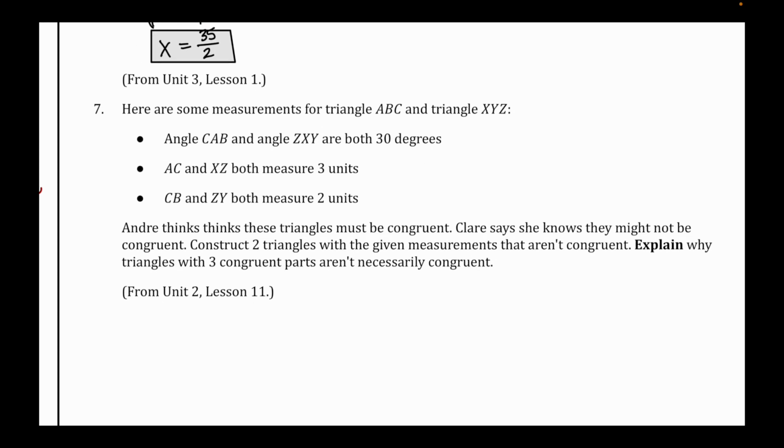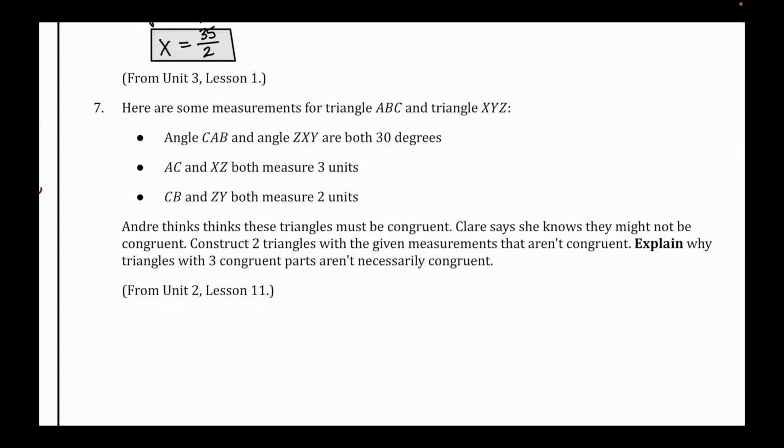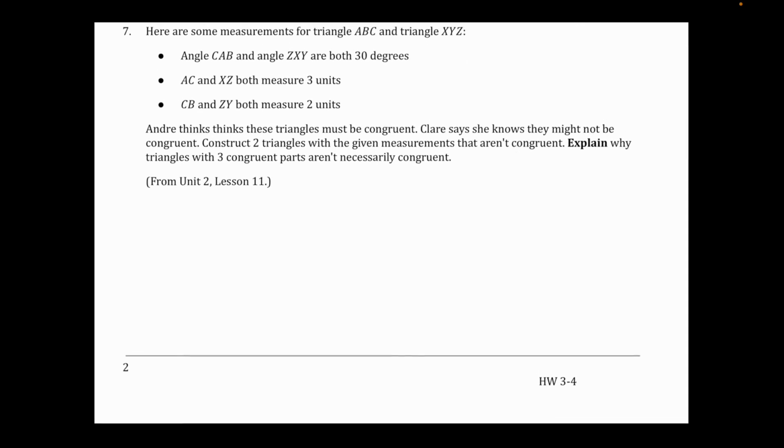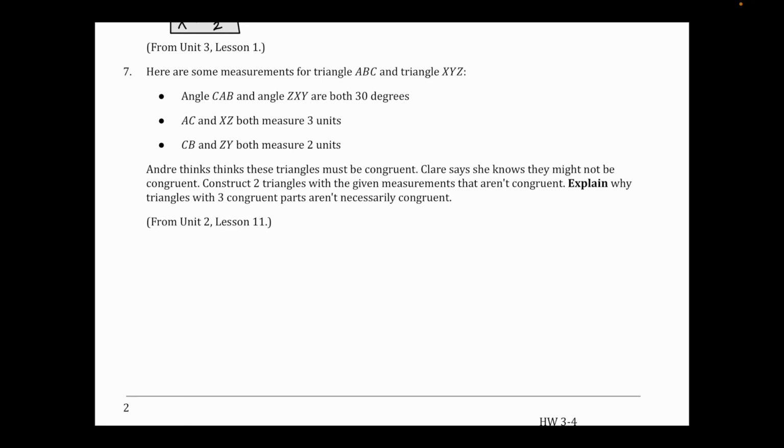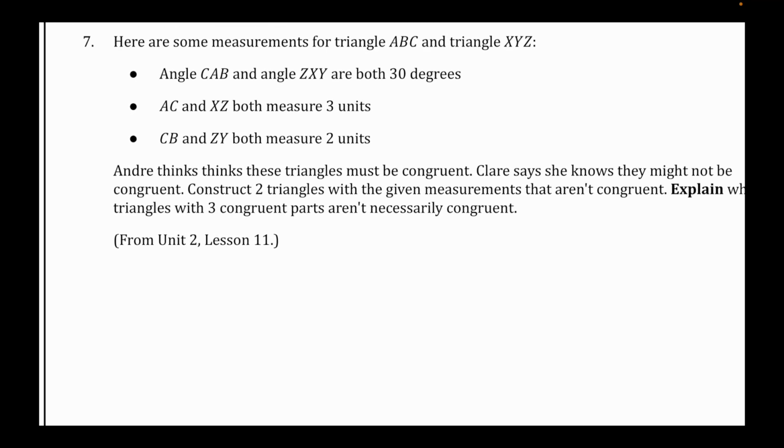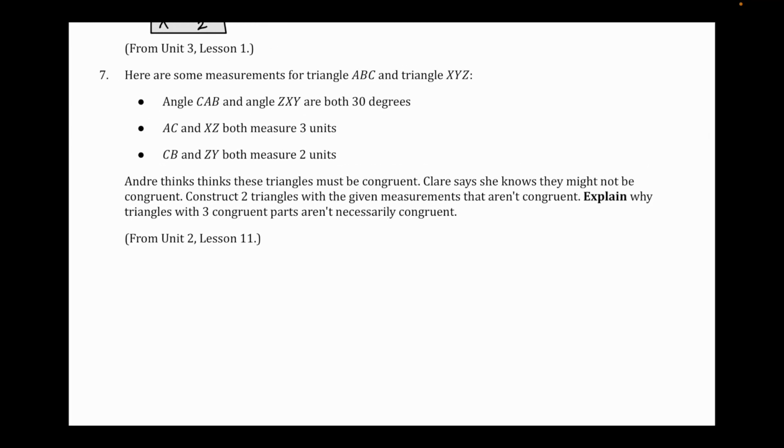Question 7. We have some measurements from the angles of a triangle. So triangle ABC and XYZ. And some people arguing about whether or not they're congruent. Since they don't give me a picture, I'm going to draw a picture of my triangles here. I process things best visually, so I will write or draw out my triangles here. And then we'll actually look at what the question is asking. So ABC and XYZ, and they're giving us some that are both 30 degrees. So I'm going to start by trying to draw a 30-degree angle here.